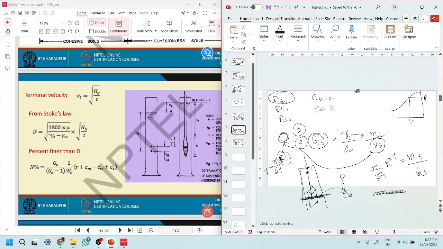So from Stokes' law, we will get the diameter based on the viscosity, the specific gravity, and the velocity. We calculate the velocity, we calculate the hydrometer reading, time versus hydrometer reading. We can calculate the d.